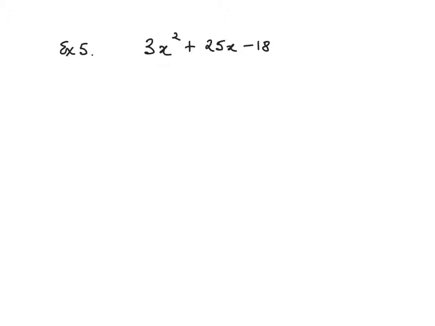Example 5, things are starting to get a bit more difficult. Why is that the case? Because we have a number other than 1 at the front here. If we look at the signs, this one's the negative, it means the signs in the brackets are different, so we'll put them in last of all. The factors of 3 are 3 and 1. Factors of 18, 1 and 18, 2 and 9, and 3 and 6.